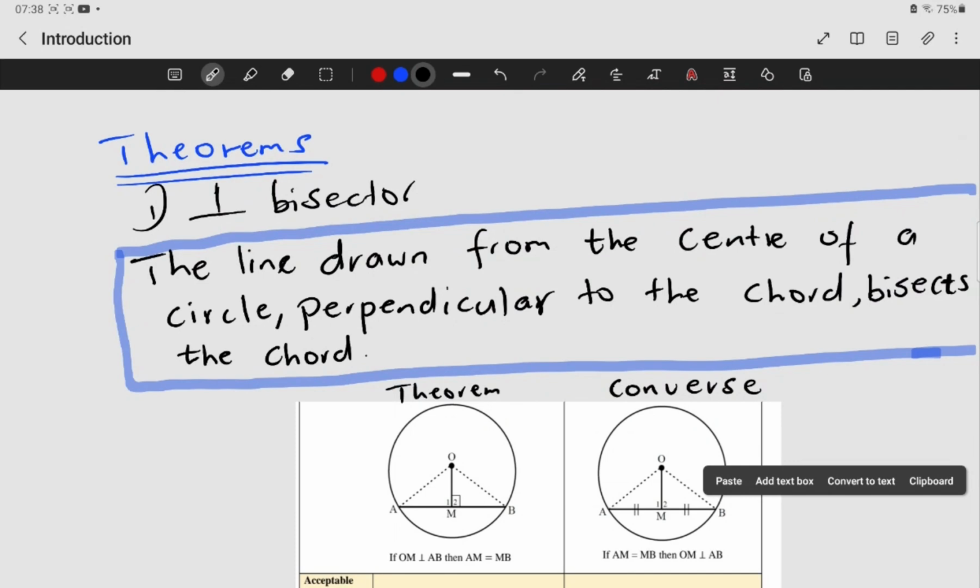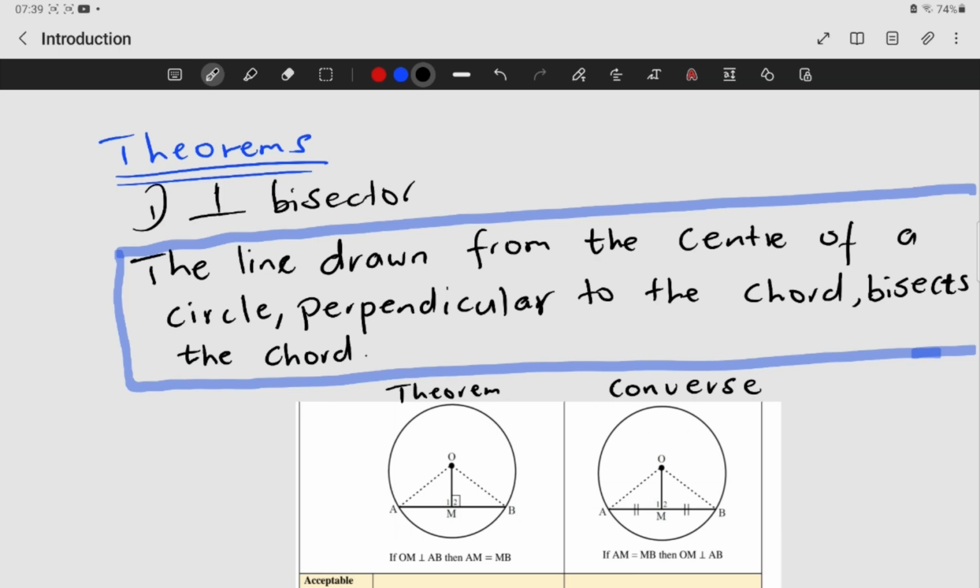Welcome back, learners. In this lesson, we will look at the first theorem. We've got 6 theorems in total for grade 11, so we'll look at the first one. Here's what the theorem says.